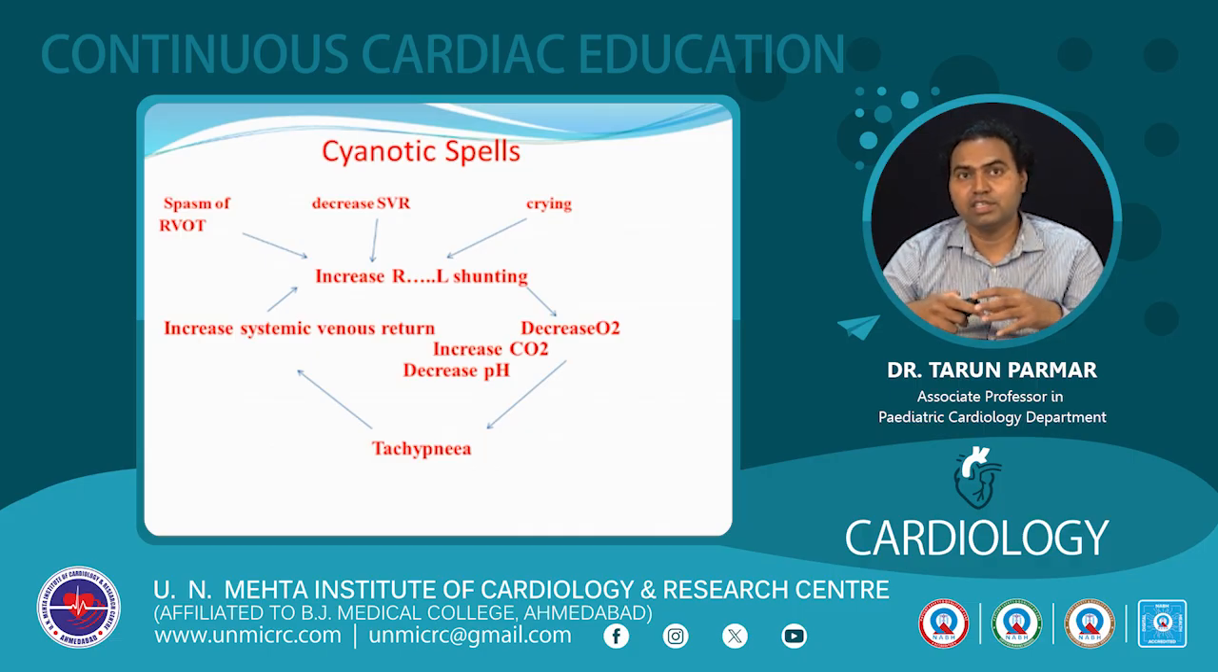So the cyanotic spell happens during crying or decrease in the SVR or spasm of the RVOT, and ultimately the final result is an increase in the right to left shunt, and it will lead to hypoxia, and then to an increase in carbon dioxide and then acidosis. This will lead to tachypnea, and this is a vicious cycle, and if this continues and continues, the patient will have very low oxygen saturation. The patient might go into convulsions, the patient might succumb to death if this vicious cycle is not broken.